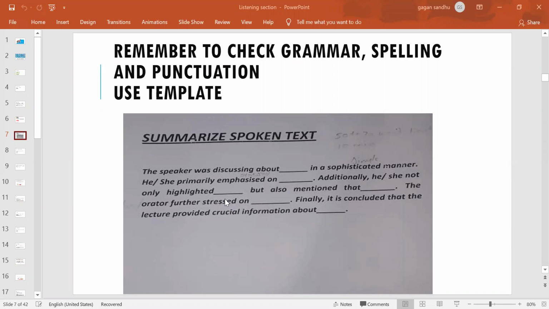Additionally, she not only highlighted the essential feature and nature, but also mentioned that they both share this particular quality together, right? The auditor further stressed that in the future it is going to happen like this, right? Finally, it is concluded that the lecture provided crucial information about planets Jupiter and Venus of the solar system, their characteristics, right? So you see, that is the lecture example I just gave, right?